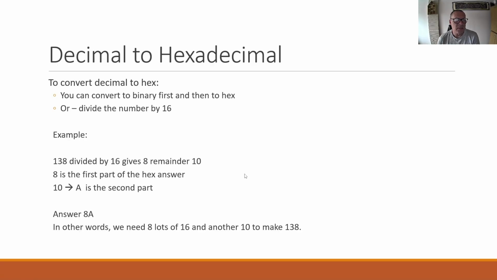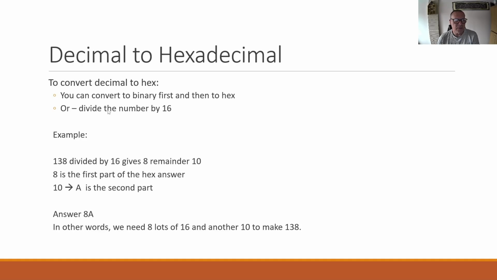Okay, let's look at decimal to hexadecimal. To convert decimal to hex, there's a couple of ways you can do it. You can convert to binary first and then to hex, or divide the number by 16. So this way is pretty easy. You already know the method of doing binary to hex, so you can do it that way.